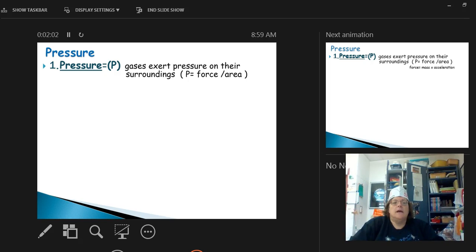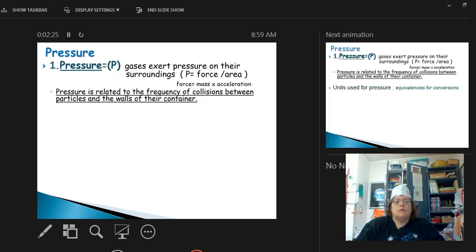Pressure. Gases exert pressure on their surroundings. If you've taken physics, you know that pressure is force divided by area. If you have a balloon that you've blown up, the gases are pushing on the side of the balloon. They're pushing with a force, and that balloon has a surface area. Pressure is related to the frequency of collisions between the particles and the walls of their containers. So the more collisions you have, the more pressure. Makes sense?